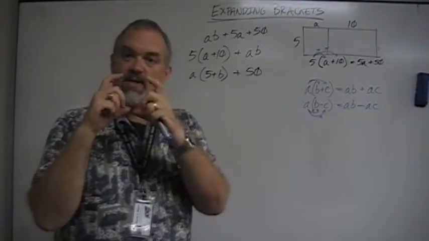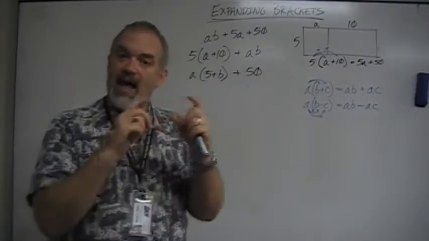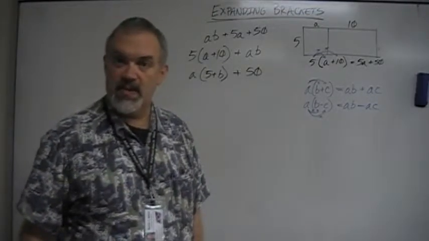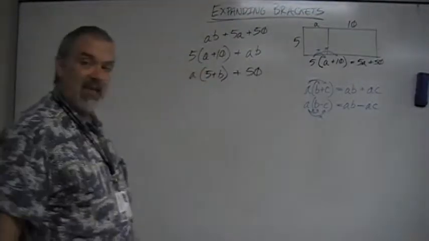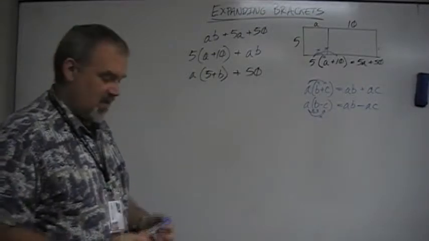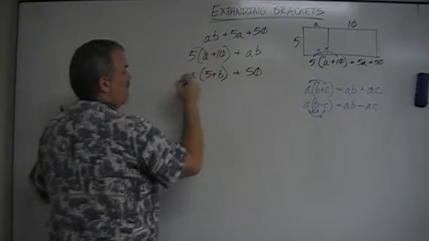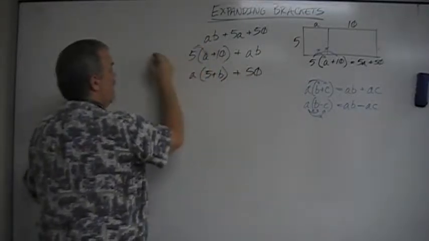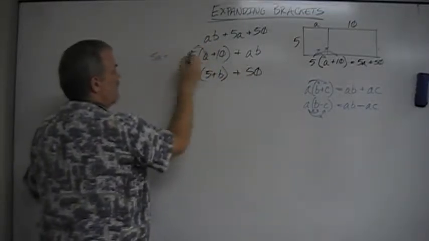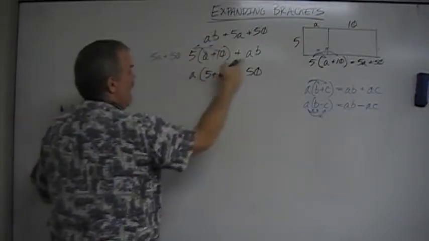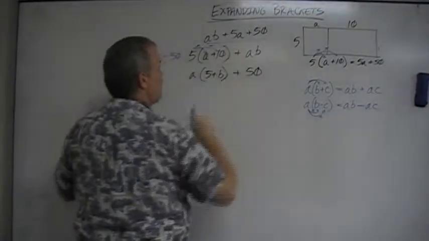Okay, so we take what's in the front and we multiply it times each of the things inside the brackets, and in that way we can get rid of the grouping symbols. And if you look at the examples that I've done up here and think about them a little bit, how would that work? In this situation, which is the same as that one, 5A plus 50 plus AB, and we have the same answer as we started with up here.